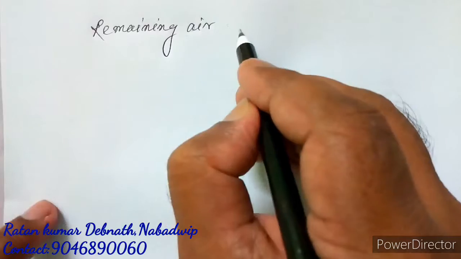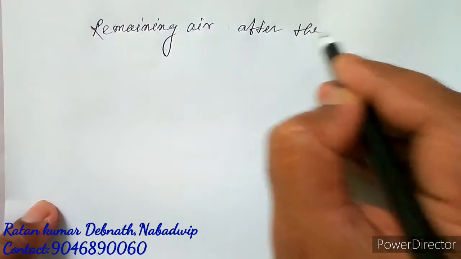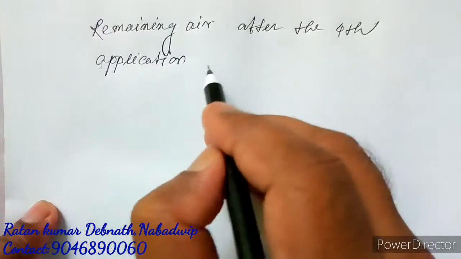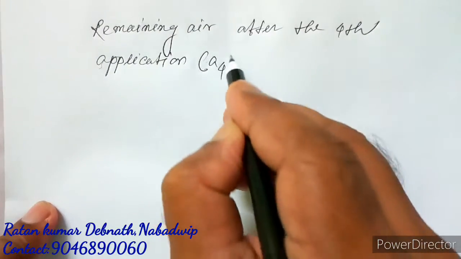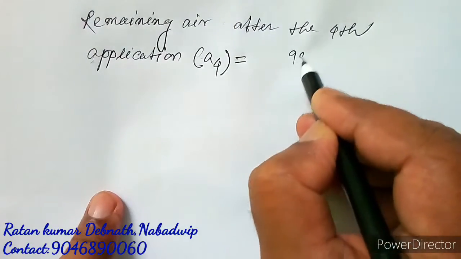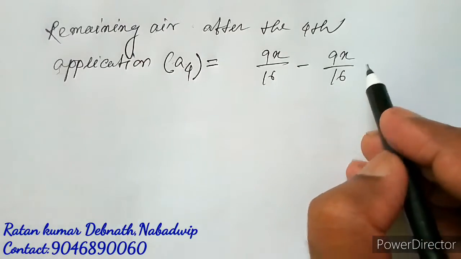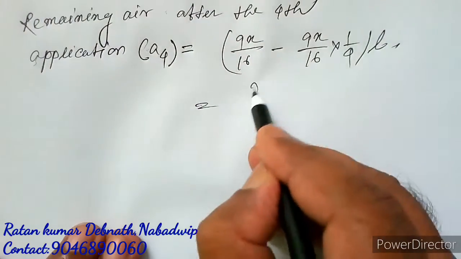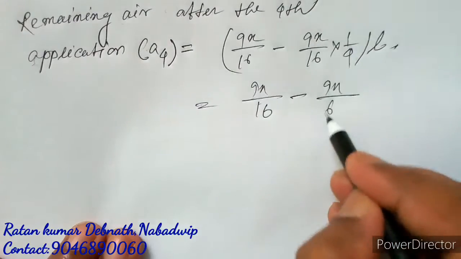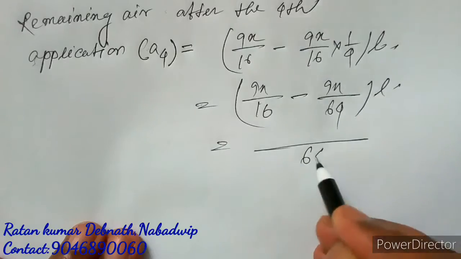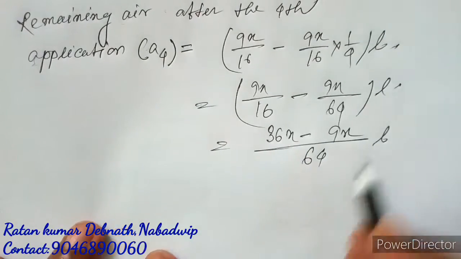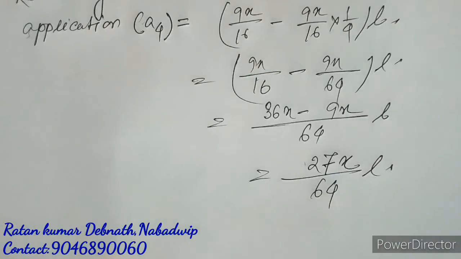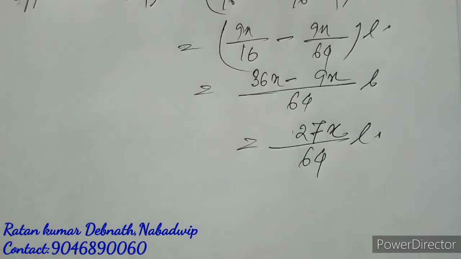Remaining air after the third application of the vacuum pump, that is the fourth term: 9x by 16 minus 9x by 16 into 1 by 4 liter. 9x by 16 minus 9x by 64 liter, 36x minus 9x by 64 liter, that is 27x by 64 liter. We already got 4 terms.